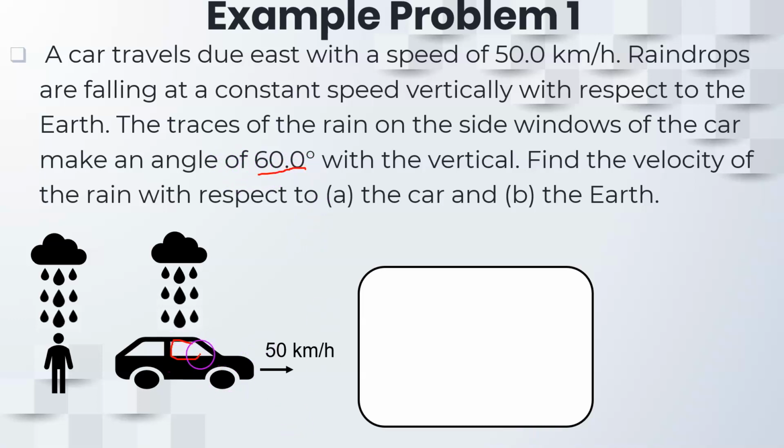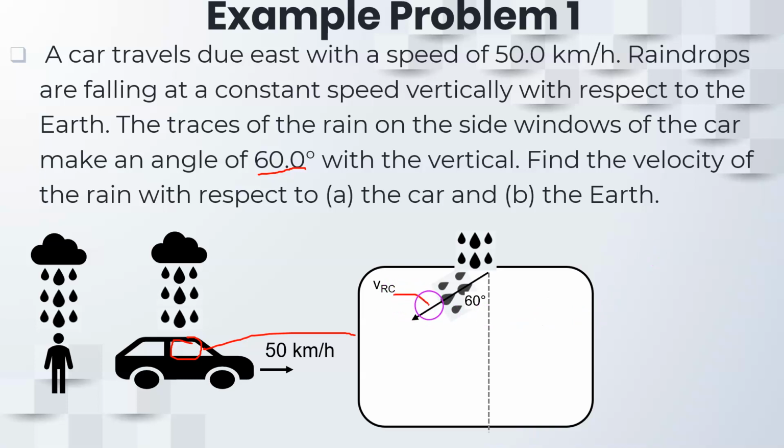So zooming in on what's actually going to happen on this windshield. So the rain is falling, and that's the vertical. And the rain will make an angle something like that. And that angle with the vertical is 60 degrees. So what we want to find is what is the length of this vector. That would be the velocity of the rain with respect to the car. And we also want to figure out with what velocity was the rain originally falling with.